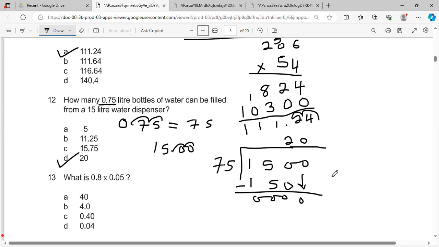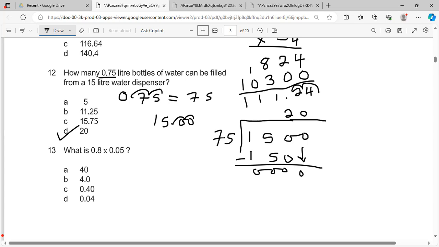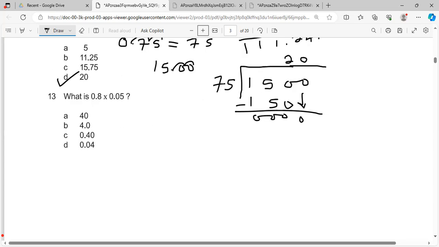All right. Number 13, I'm expecting everyone to be able to do 13. What is 0.8 times 0.05?